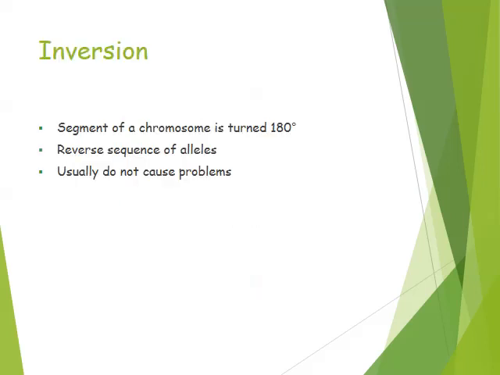An inversion is when a segment of a chromosome is turned, or does a 180. This can lead to altered gene activity if the inversion disrupts control of gene expression.